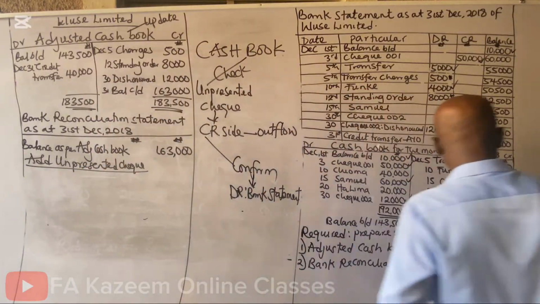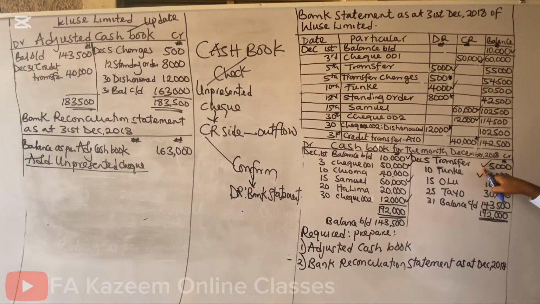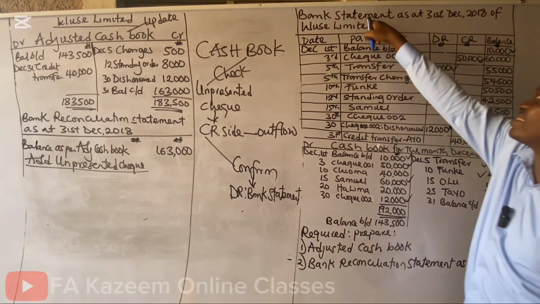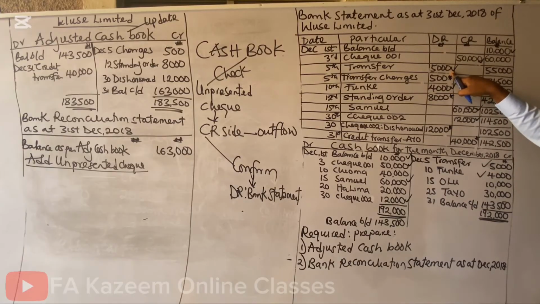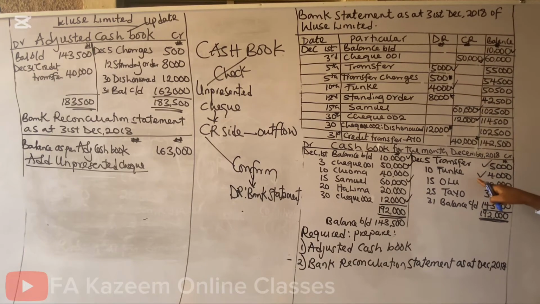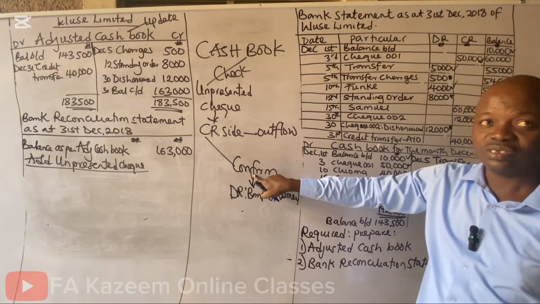Let's start one by one. The first check that was sent to the bank was 5,000. Let's confirm it on the bank statement debit side. Confirm the check was taken to the bank. Let's go back to your cash book. Don't check that bank statement. Just use it as confirmation.